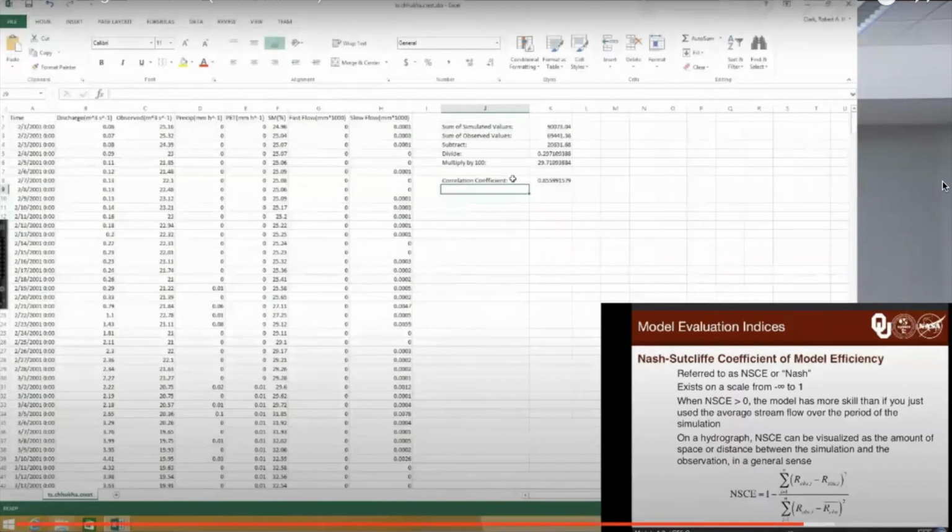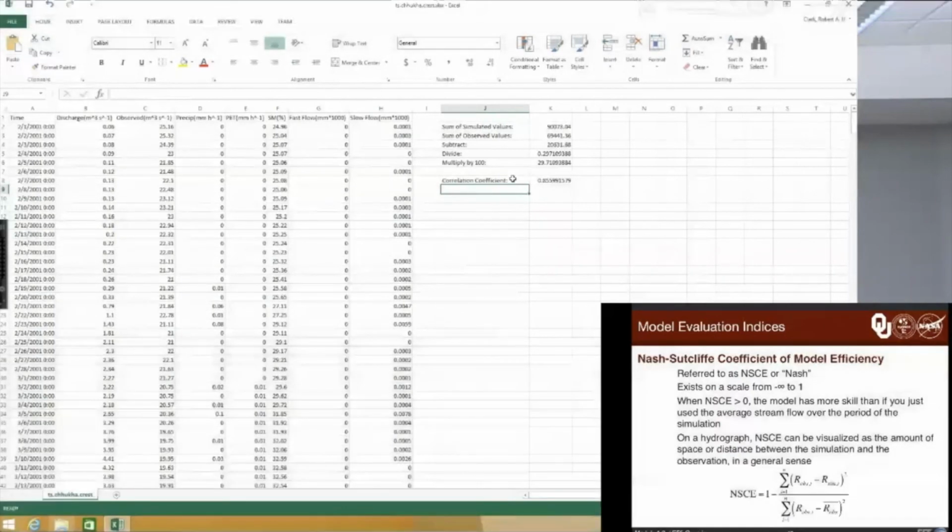If you have a Nash that's positive, or as we say greater than 0, then that means that you're actually more skillful than just using the average as your forecast throughout the entire period. On a hydrograph, you can visualize Nash as the amount of space or distance between the observations and the simulations in a general sense.